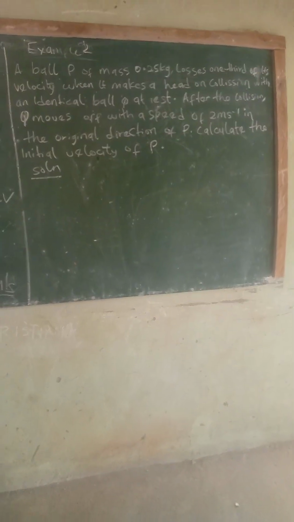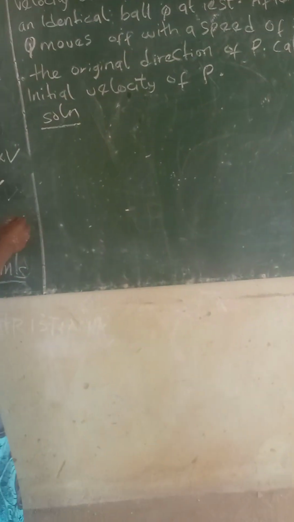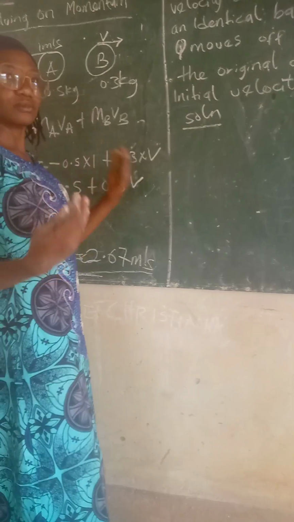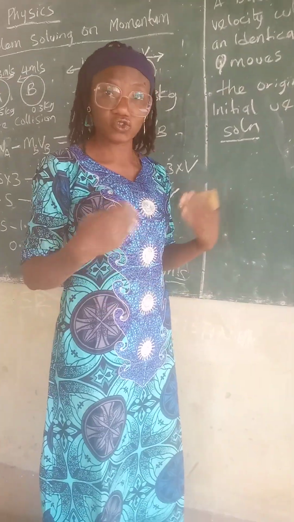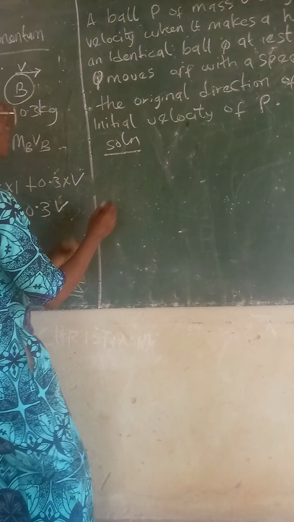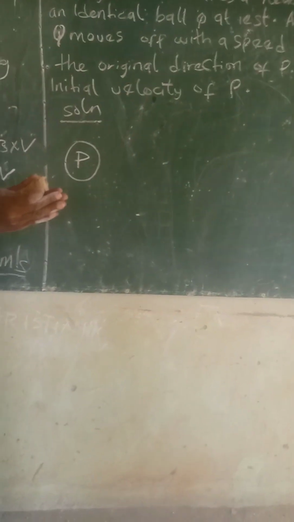Now let's do this. Usually you represent this information diagrammatically before solving. So now, a ball P. Let the ball P be this. For the first time, we're not going to be using A and B.